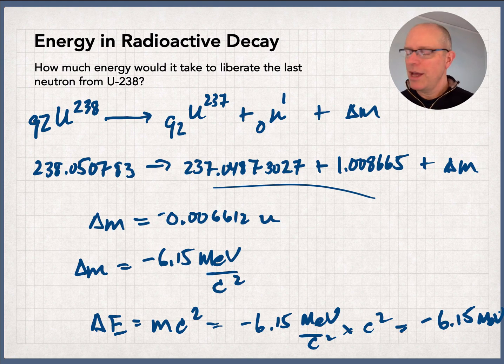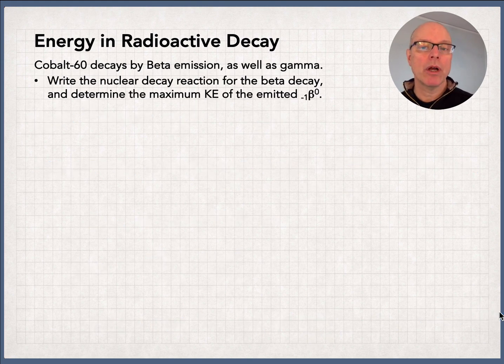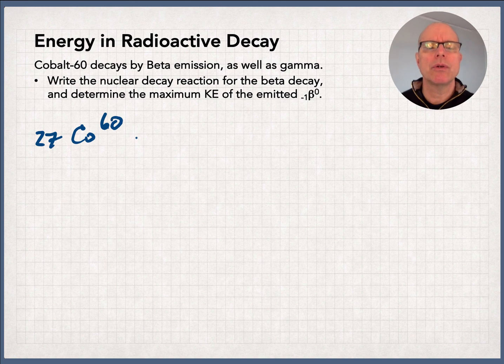A thing of beauty. How about we do a couple more and go through them fast? So here's a different version. Cobalt-60 decays by beta emission. Write the nuclear decay equation and determine the maximum kinetic energy of the beta particle. Same thing, let's dive in. We're going to go cobalt-60, which is element number 27. So 27 cobalt-60 creates, when it spits out, a -1 beta 0 and an antineutrino.